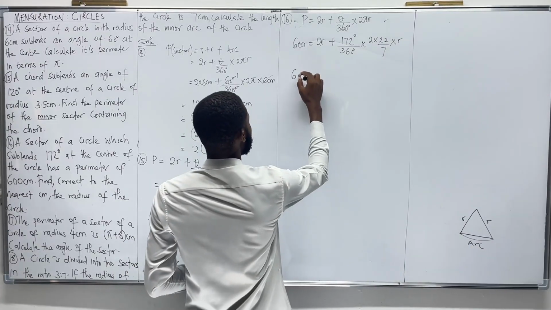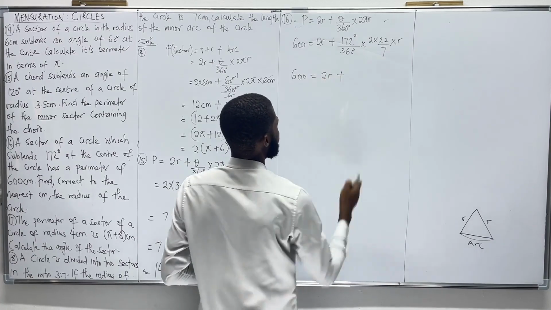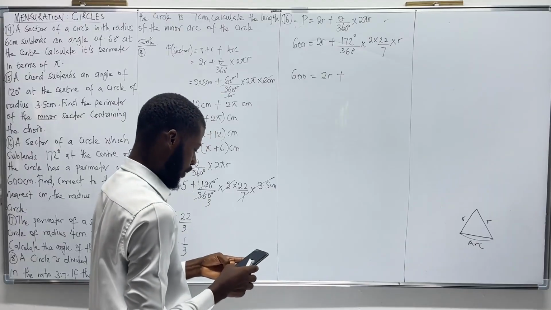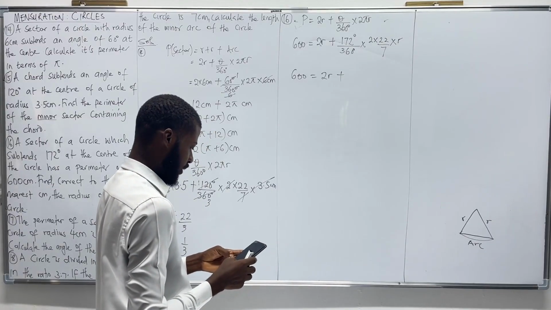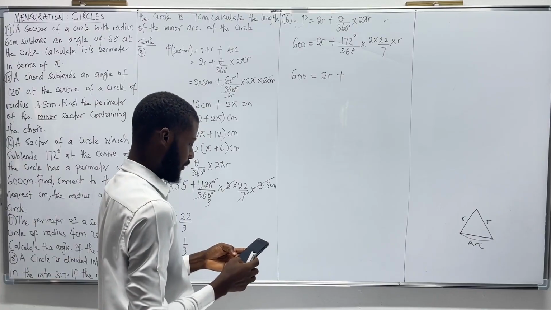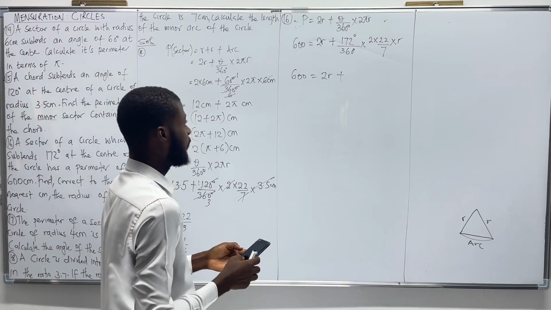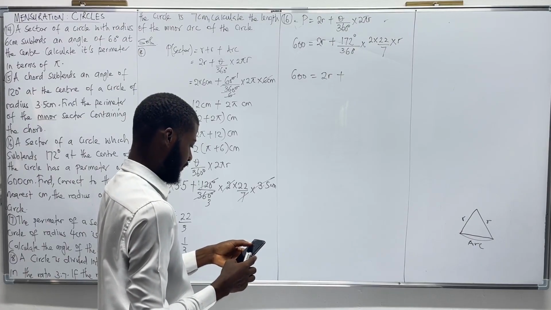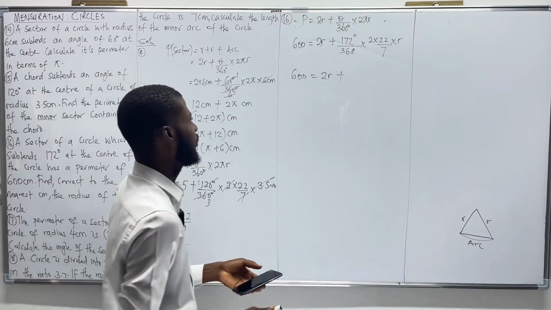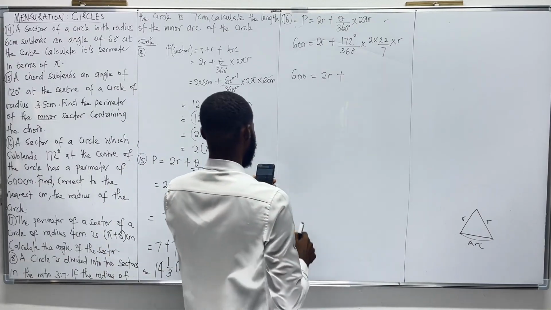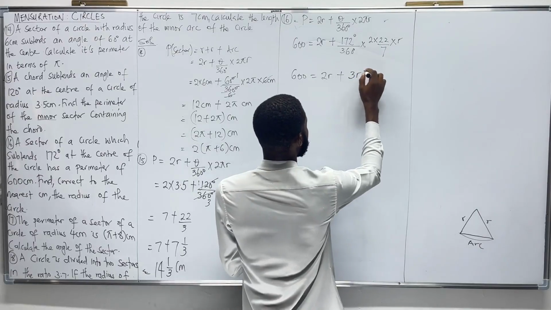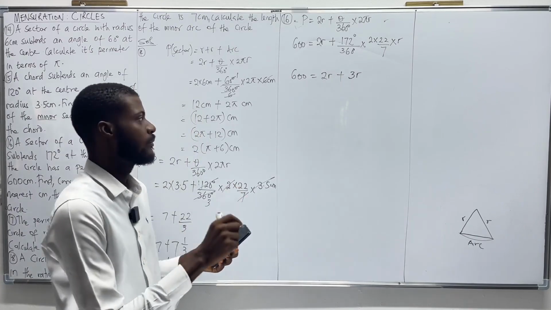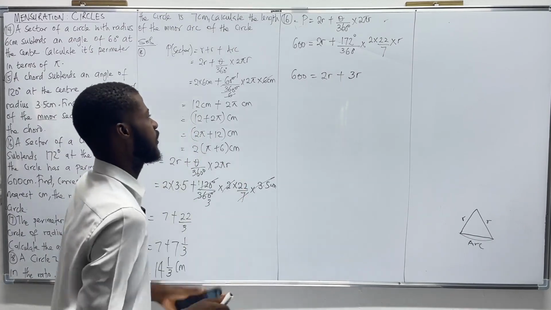So this becomes 600 equals 2 radius plus. Now what I'm going to do is multiply everything at the top. So 172 times 2 times 22, divided by 360, divided by 7. Gosh, that's a big number. Okay. So this will give us around 3r. It is 3.003, so it's almost 3. So that's what that will give to us.